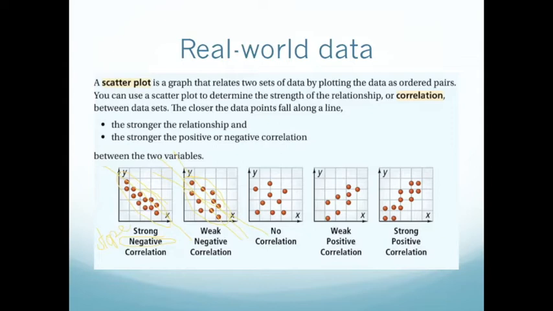The calculator will do that for us, but we should be able to identify if that line is going to be really close to the data points, if it's a strong correlation, or if it's going to be close but kind of spread out from the data points, that would be a weak correlation.